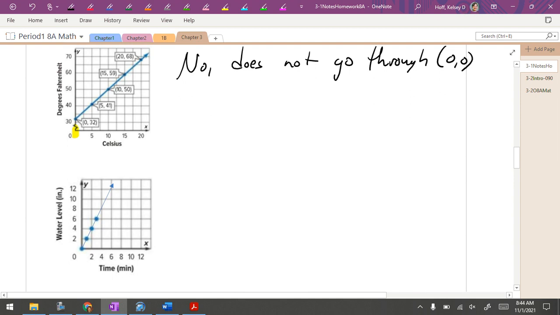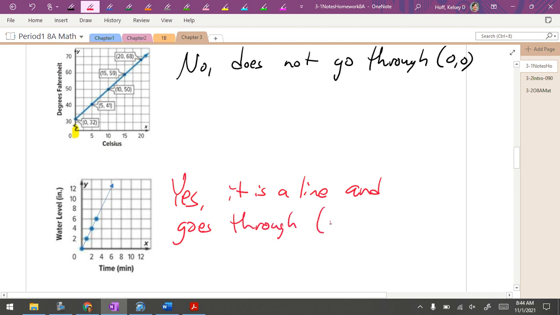The second thing is, does it go through the origin? Yes. So is this proportional? Yes. It is a line and goes through 0, 0. Yes, this is proportional. It goes through the origin and is a line. O-R-I-G-I-N. That says organ, like a piano.